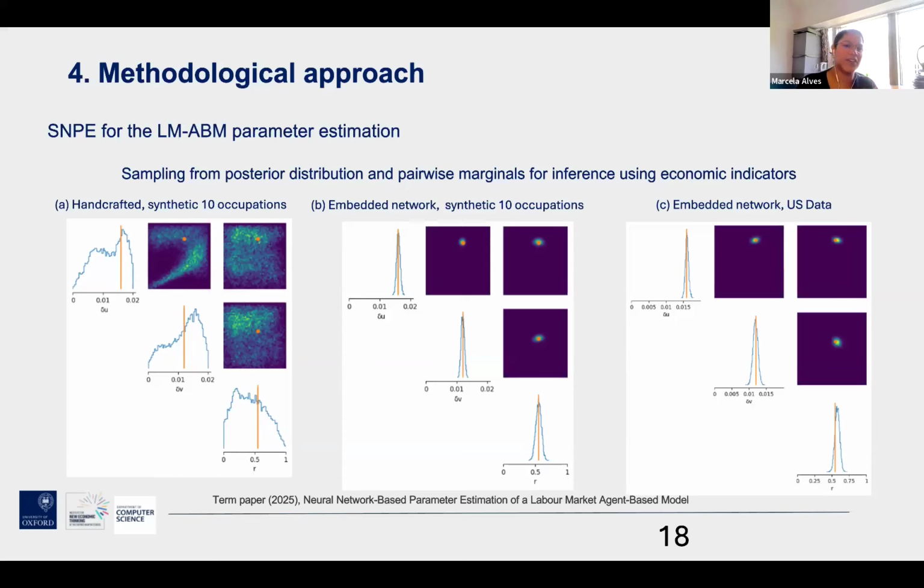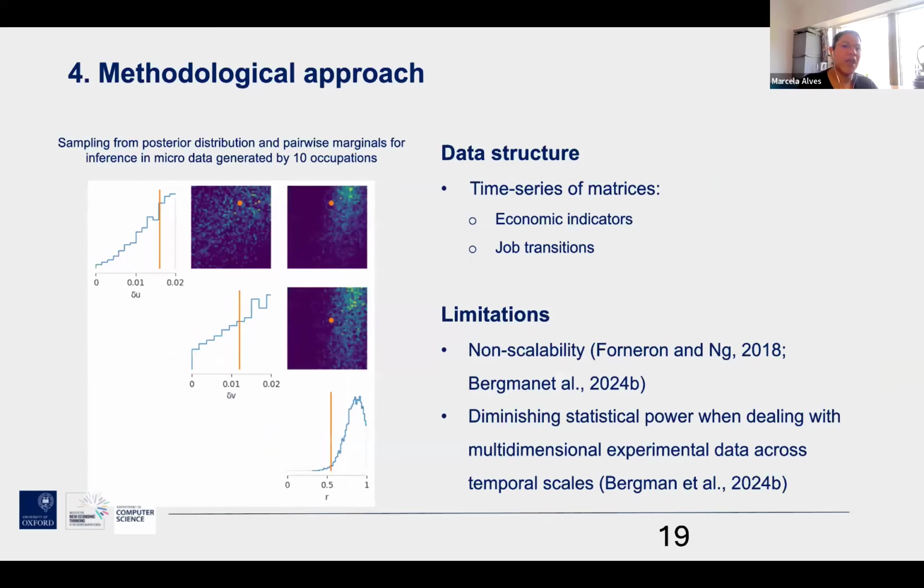And then, once we compared the list of statistics with this embedded network, we saw that the embedded networks are much better. Then we applied the same method to the whole US labor market, and the result we had is in picture C here, also a very, very good alignment.